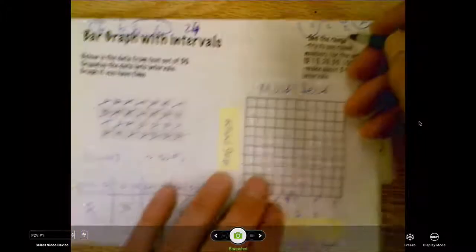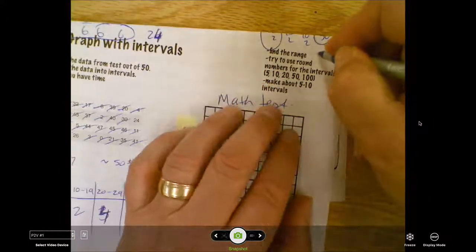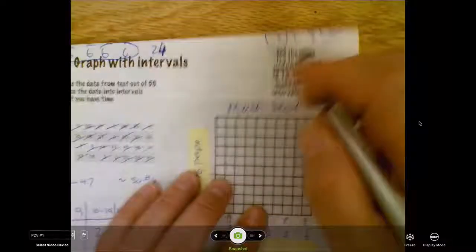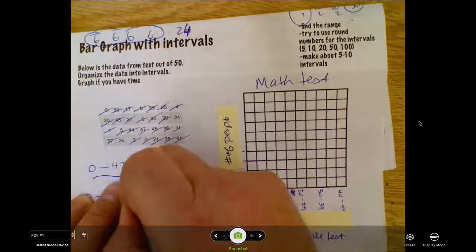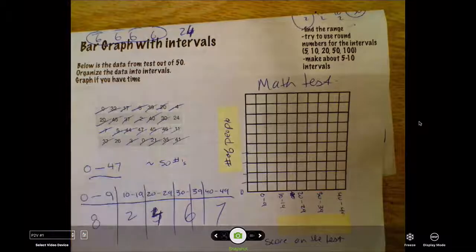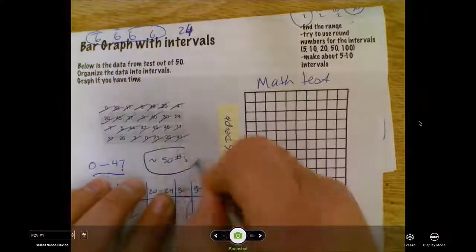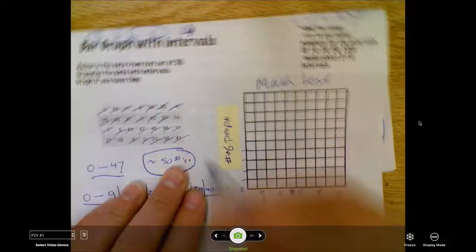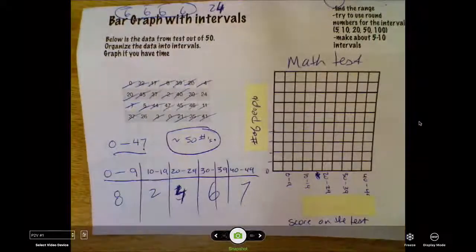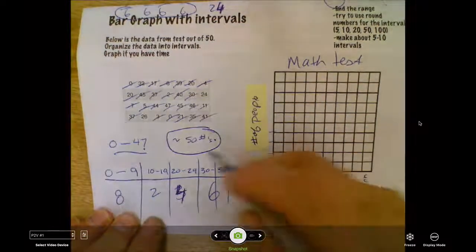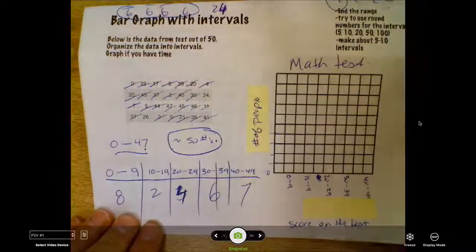Now, intervals are very similar to finding out the scale. I look at the range. In this case, the range is 0 to 47. And I try to use a round number to figure out the intervals. So 0 to 47, it's about 50 numbers, approximately. If I want five intervals, I need about 10 numbers in each interval.